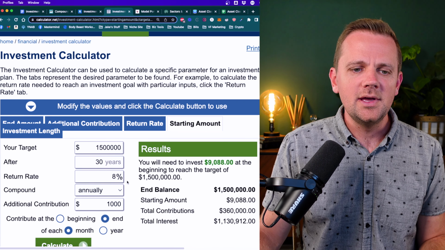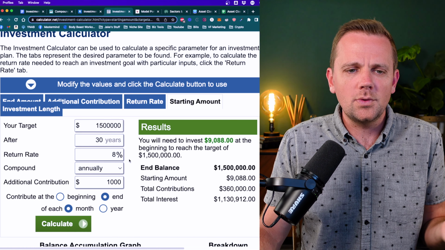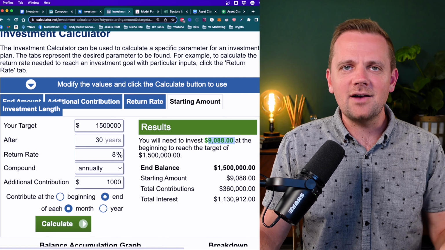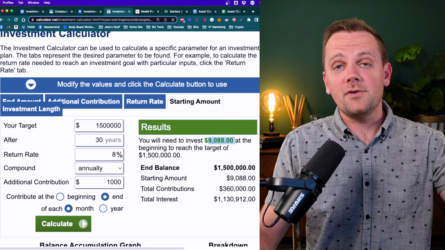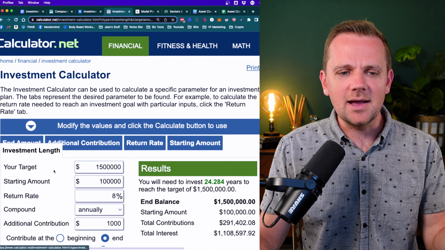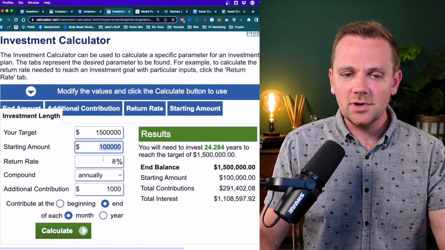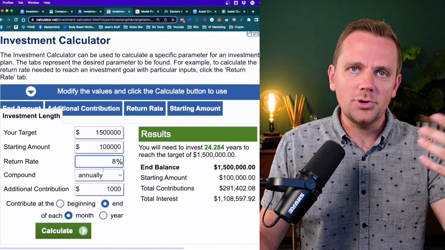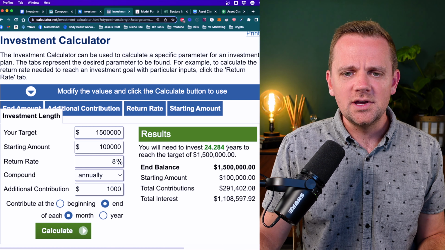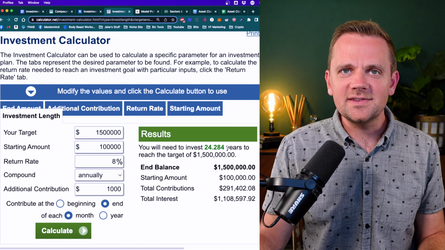Same thing with starting amount. Maybe you aren't sure how much you need to start with to hit this goal. It's saying you only need $9,000 basically, and you have 100 grand. So great, awesome, no big deal. The same thing with length of time. You want to get to 1.5 million. How long is that going to take? If you start with 100 grand, you're getting that 8% return, you're putting 1,000 a month in, boom, you could get there in about 25 years. So instead of investing for the full 30, you only need to invest for 25 to hit your goal.